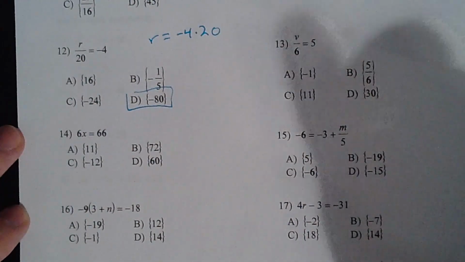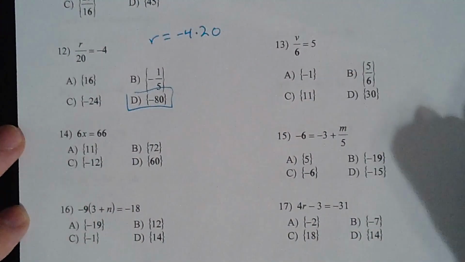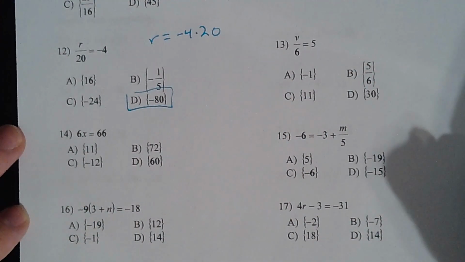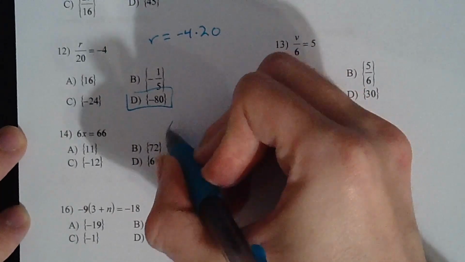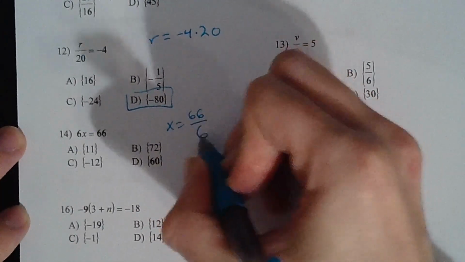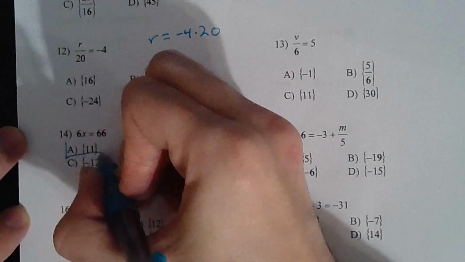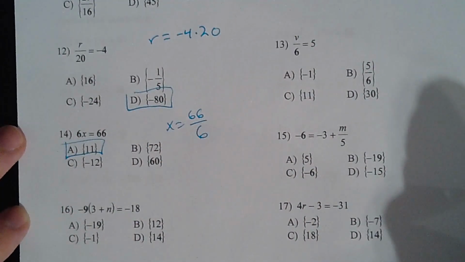Same with number 14. When you have a multiplication times 6x, divide both sides. So x is going to be equal to 66 over 6. If you need to, use a calculator. That is A. Not too bad.